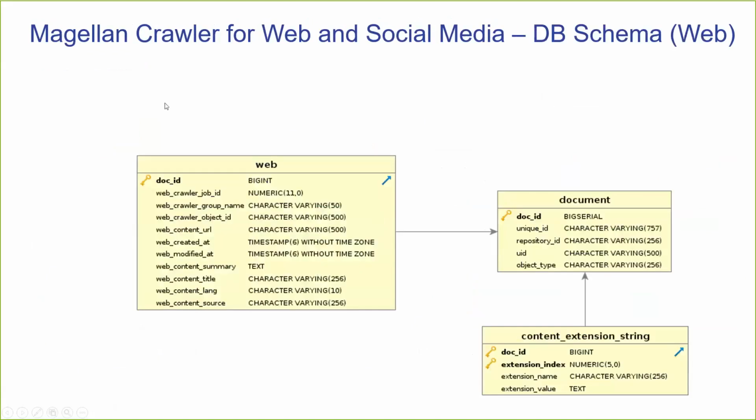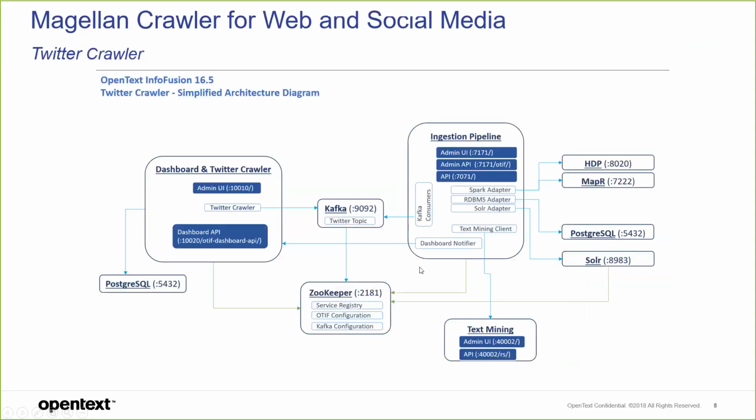In the relational database, this is the schema that we put the data in, right? The things that we store are the crawler ID, the actual source URL, when it was created, the content title, and things like that, and then the language and the source, and a unique identifier for a document. The document could be the web page, and then some extensions.